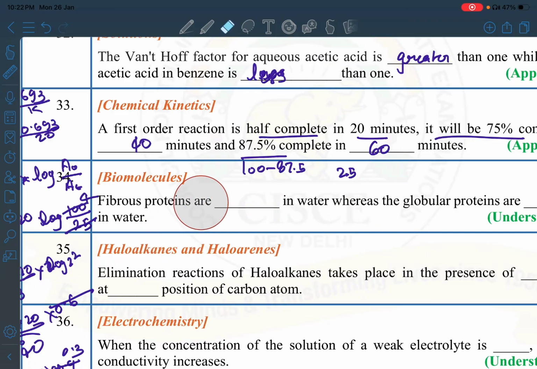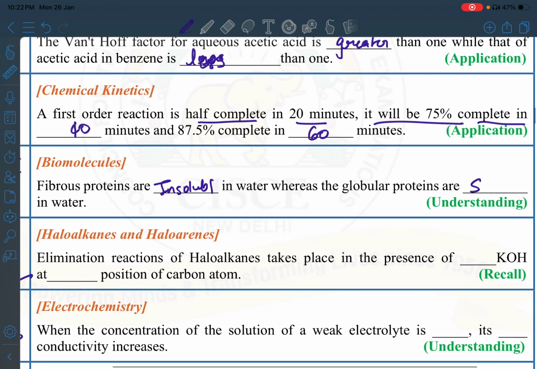Then the next question: fibrous proteins are insoluble in water, whereas globular proteins are soluble in water. Then in the elimination reaction, the haloalkane reacts in the presence of alcoholic KOH, and the elimination takes place at the beta position.